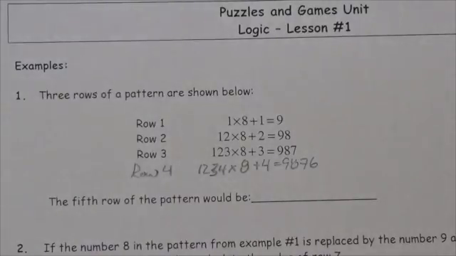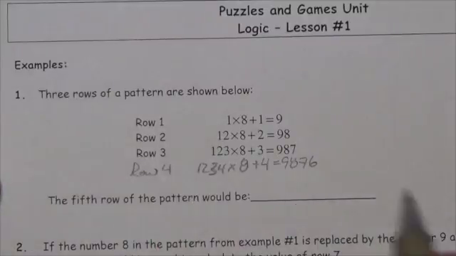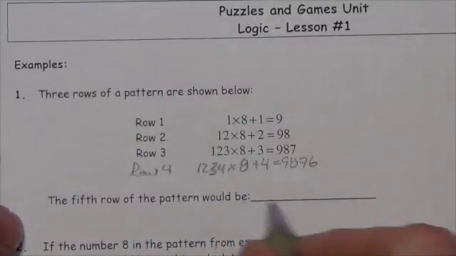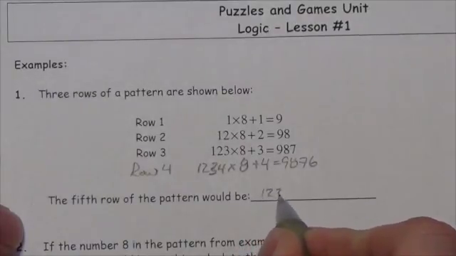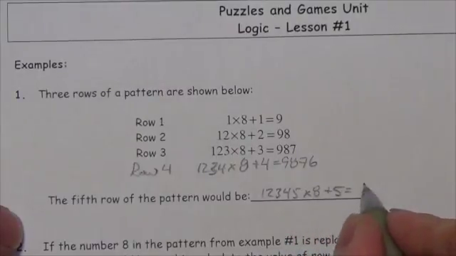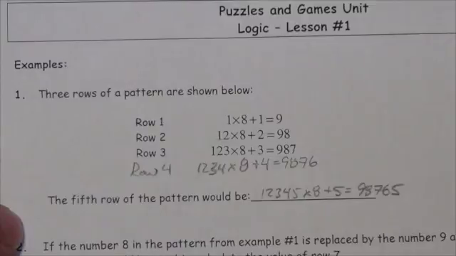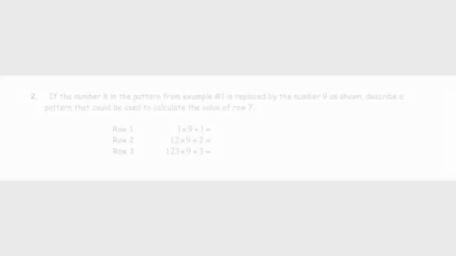Now, when you go to your calculator, turns out that is true. 1,234 multiplied by 8 and add 4 is 9,876. So I'm assuming row 5 would be 1, 2, 3, 4, 5 times 8 plus 5, which should be equal to 98,765. And if you go to the calculator, that will verify that's exactly right.